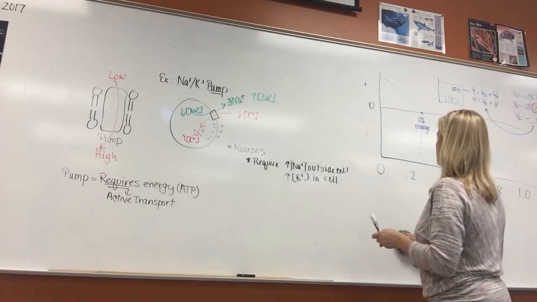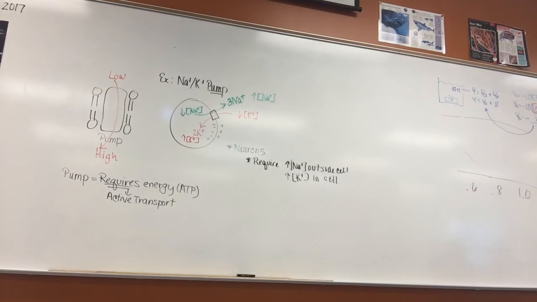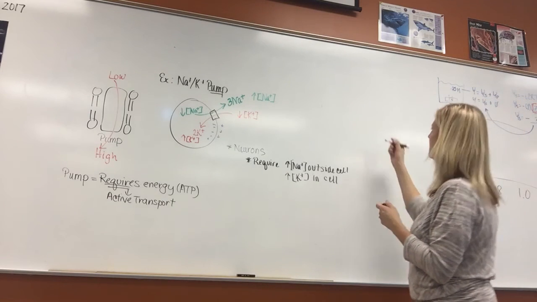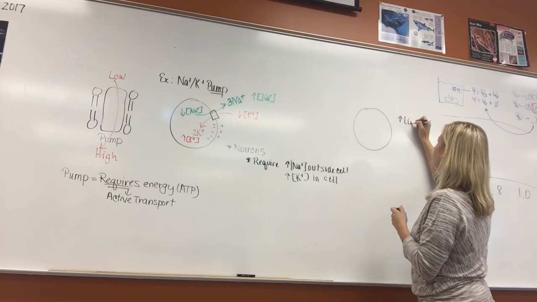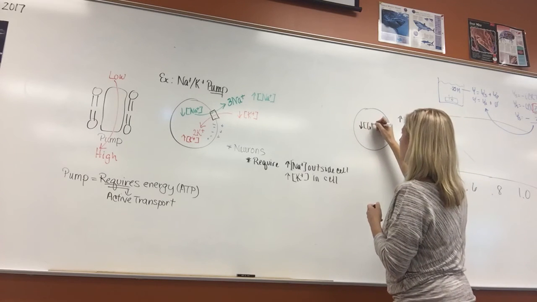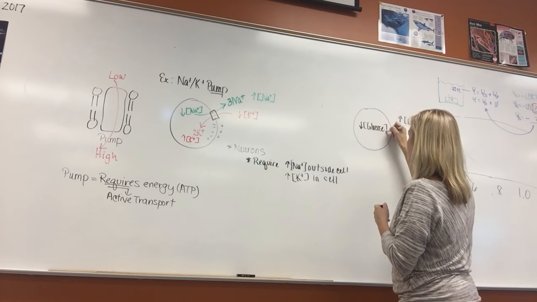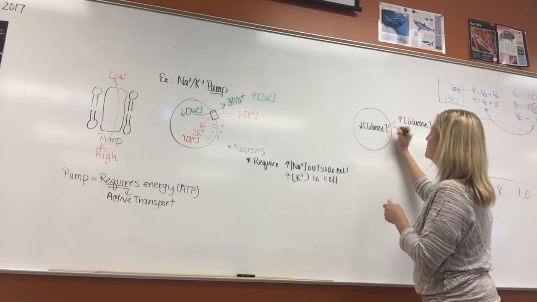And so, let me erase this here. So if you have a cell and you have a concentration gradient, let's say there's a higher concentration of glucose on the outside of the cell than the inside of the cell. All right, first of all, where would glucose move if it can get through the membrane? Go into or out of the cell? Into the cell, right? High to low concentration. So glucose is going to go into the cell.